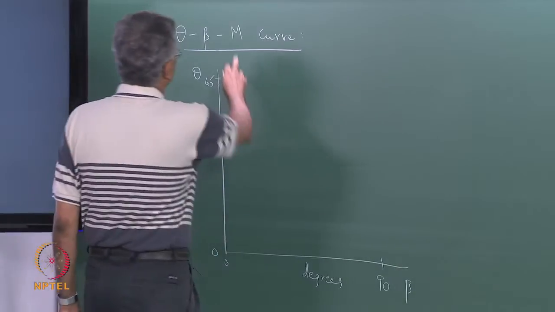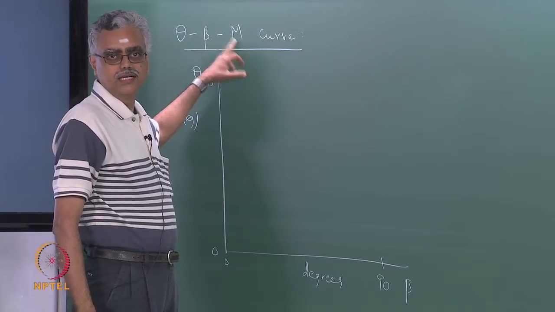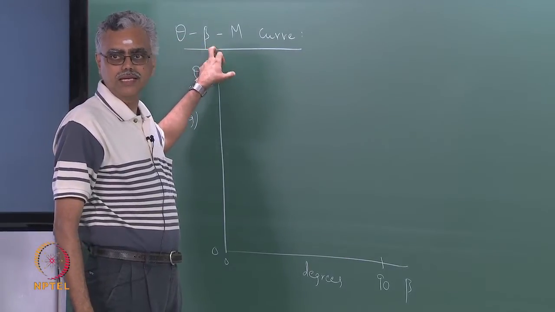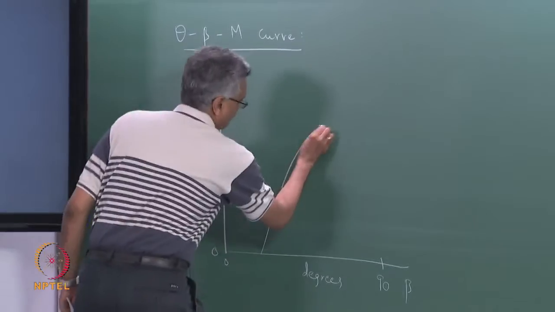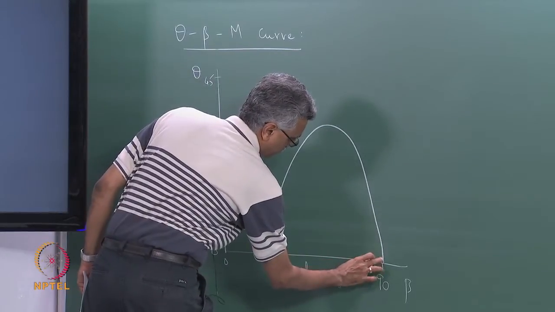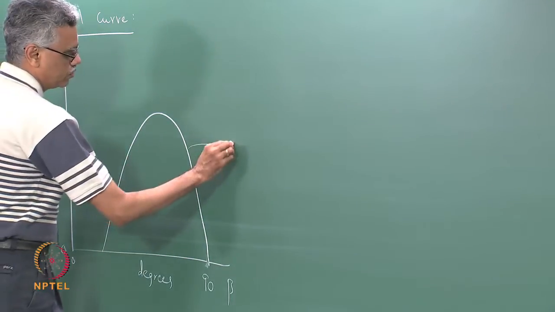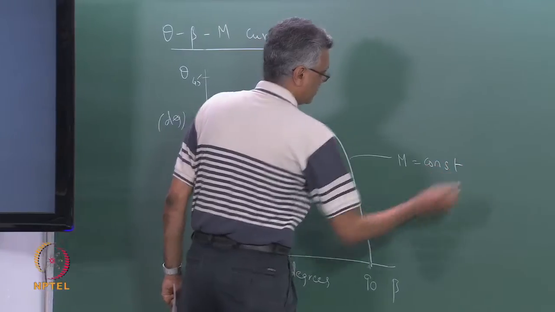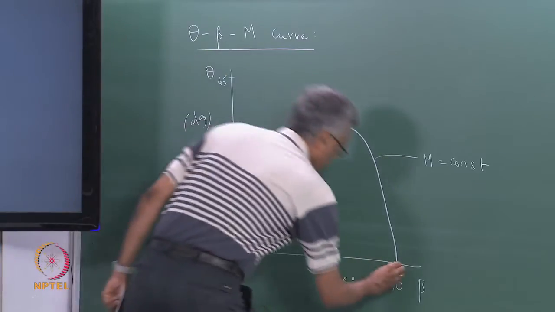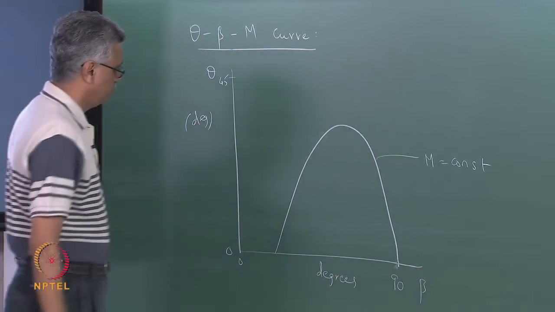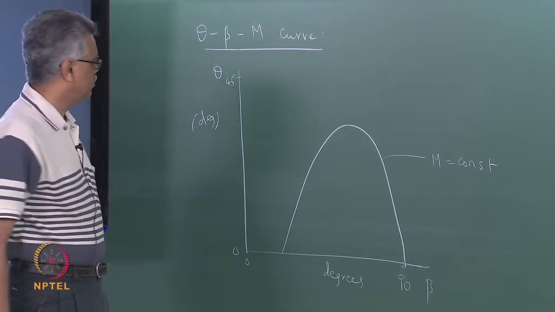So, if I take a constant value of M, for a given value of M, if I go to my theta-beta-M equation and look at how theta varies against beta, the curve would look something like this. This is how the curve looks, and this is for M equal to constant. Now, let us look at the main features of the curve as we look at the variation of theta against beta.